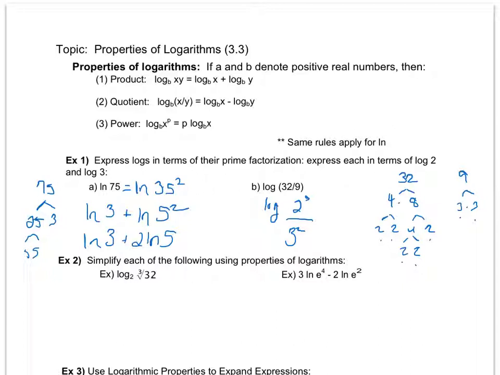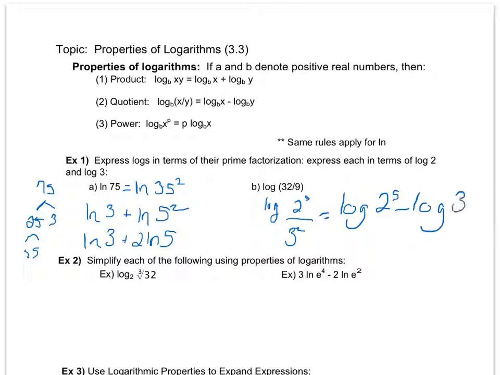I am going to need some of this room where I did my prime factorization, so I'm going to erase that to give myself some more room. And I'm going to go ahead and say that this is the same thing as log 2 to the 5th minus log 3 squared. And then taking one further step to bring those exponents out front, I will have my logarithms expressed, both of these in terms of their prime factorizations.